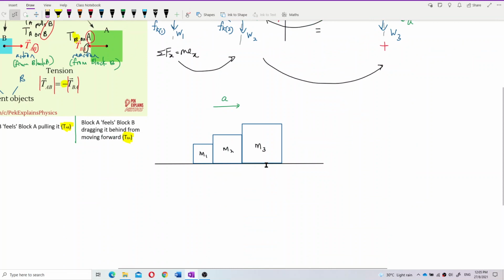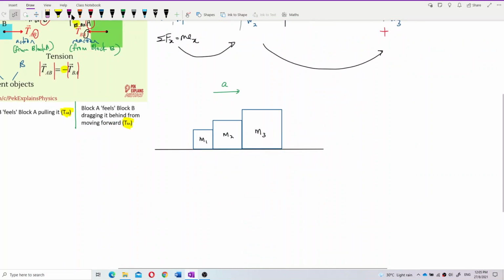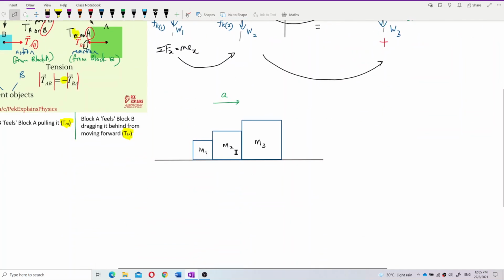Just now it was about tension. Now about contact force. Contact force is also the same. Look at these: you have three masses here, which means you must have three separate free body diagrams. Okay, let us first look at the contact force between 1 and 2.